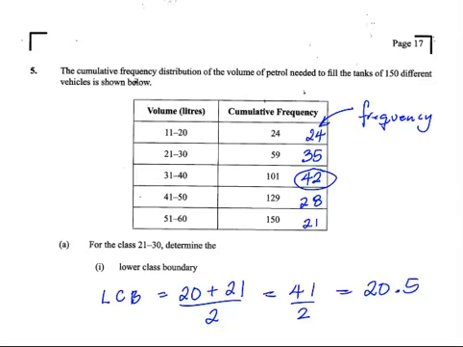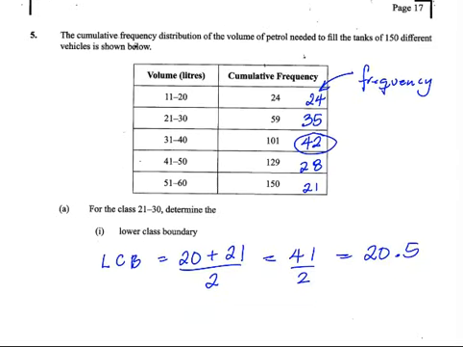The number of vehicles from 50.5 is in the last interval, because the last interval starts at 50.5 and ends at 60.5. So the number of vehicles there is 21. There are 21 vehicles that need more than 50.5 liters of petrol in order to fill the tank.